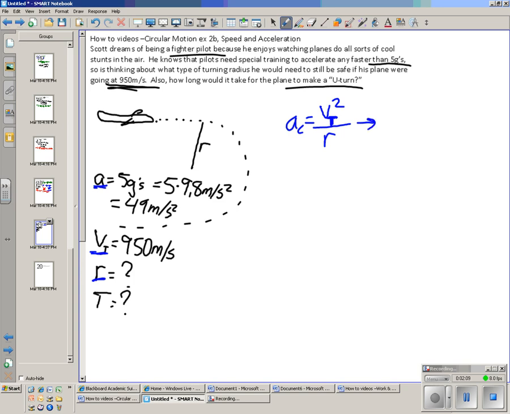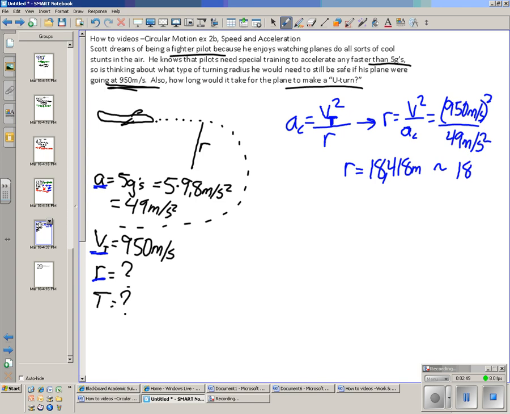Rearranging, we are going to get r is equal to v squared divided by centripetal acceleration. So I would be plugging in 950 meters per second, that whole thing squared, divided by the centripetal acceleration, which we calculated to be 49 meters per second squared. And we go ahead and tap that in. R is equal to a pretty big number, 18,418 meters, which is somewhere around 18 kilometers, a little more than that, of course, but that's quite a large distance.